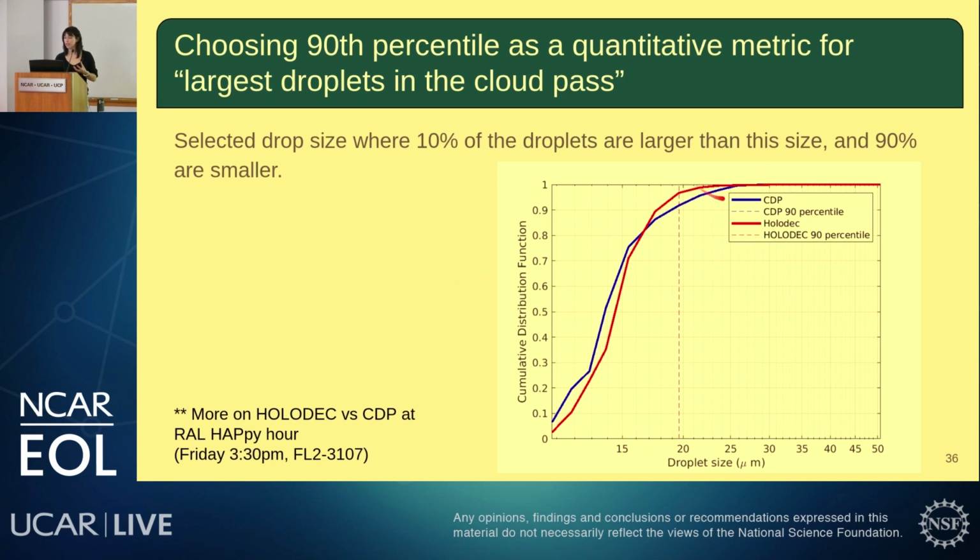And the blue line here is from the CDP, and I found that when selecting the 90th percentile, CDP and holodeck, for the most part, agreed. But you can see the details of the distribution are different. So if you're interested in how the holodeck compares to the CDP, I'll be talking more about that at the RAL happy hour on Friday at 3:30.